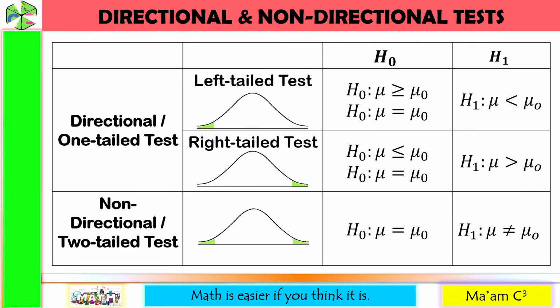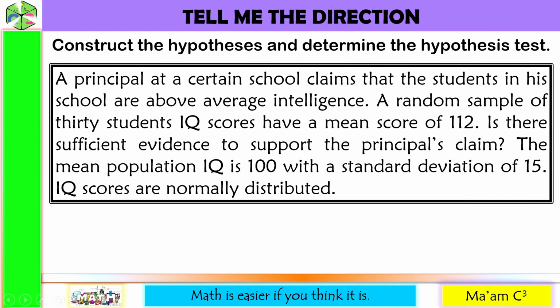To determine the corresponding null hypothesis, we simply get the complement of our alternative hypothesis. The complement of less than is greater than or equal to, or simply write equal to for the null hypothesis. The complement of greater than is less than or equal to, or again, simply use equal. For not equal to, the complement of that is the equal sign. Let us have another activity. Tell me the direction. Construct the hypothesis and determine the hypothesis test.